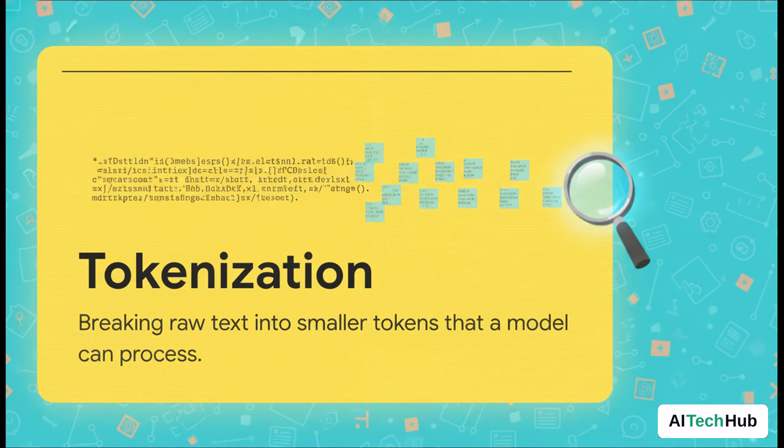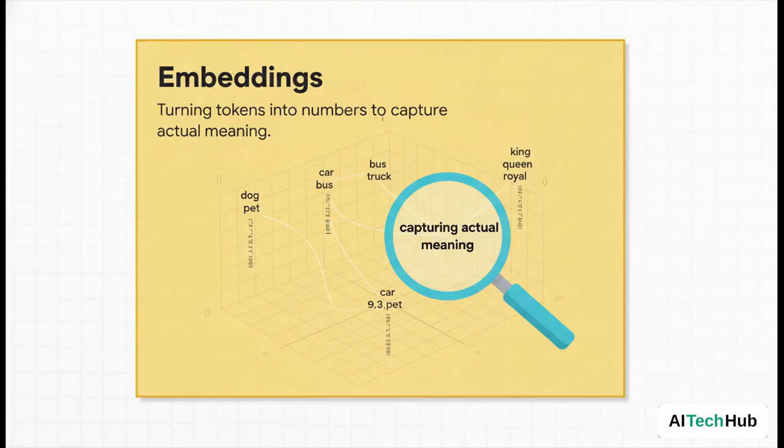Depending on the specific method you're using, a token could be a whole word, maybe just a part of a word, or even a single individual character. Next up, we have embeddings. Now, if you caught our previous embeddings explainer, you'll recognize this. It's the exact same core idea, just applied directly to language.